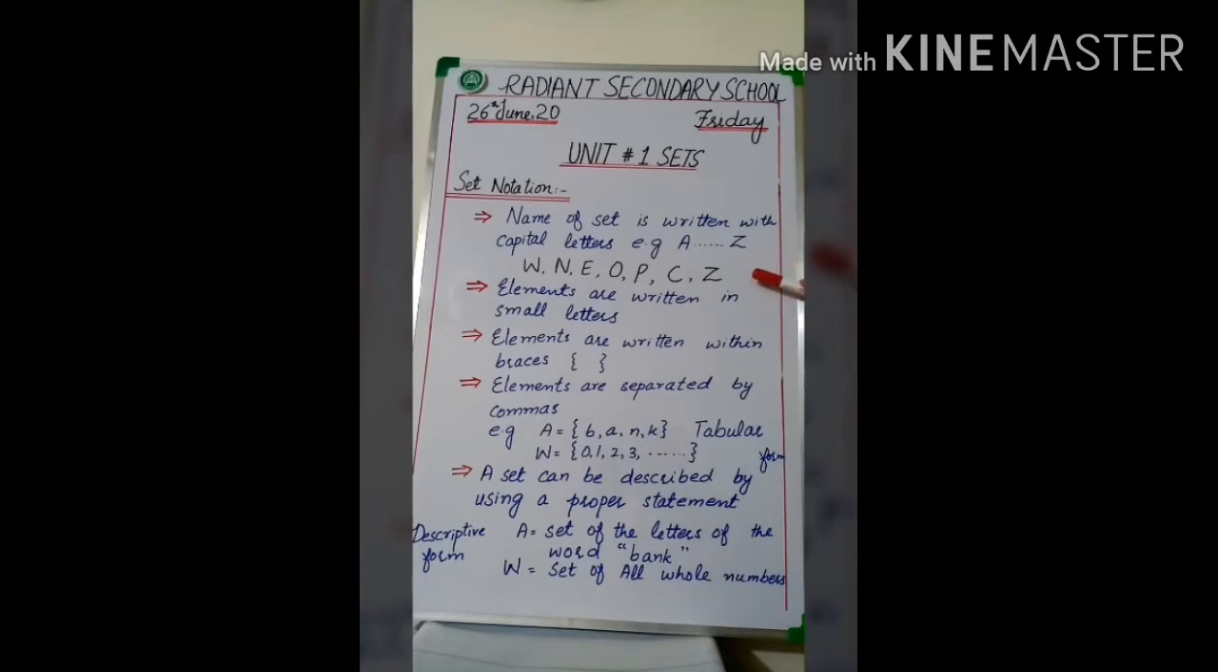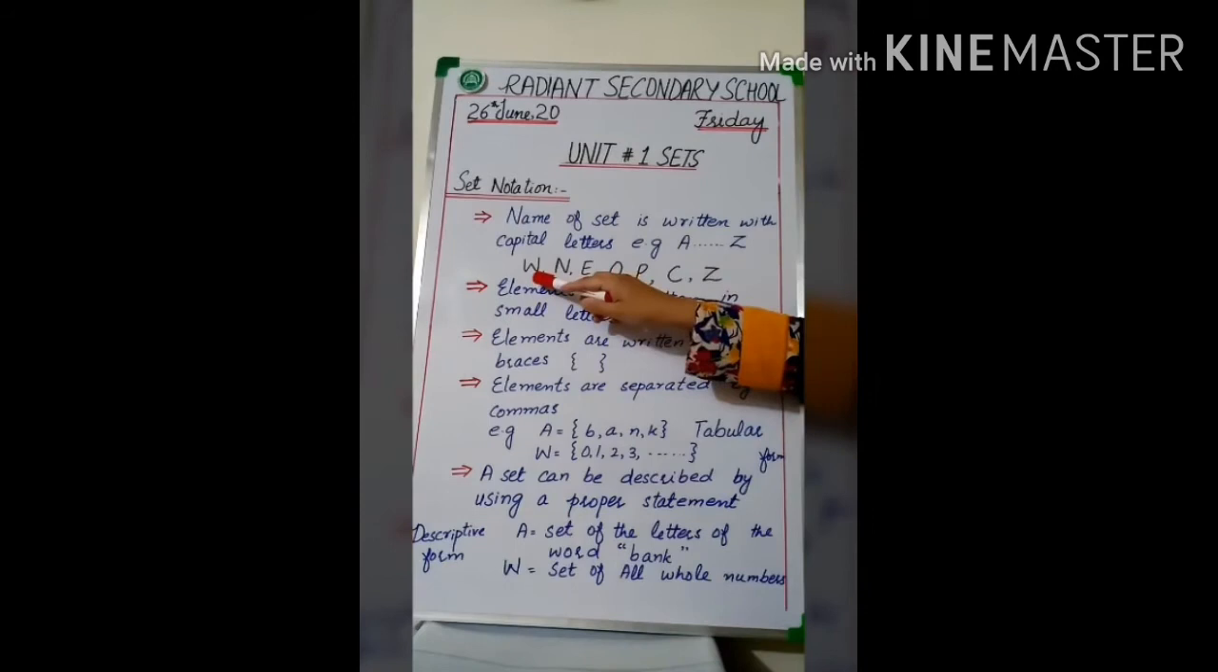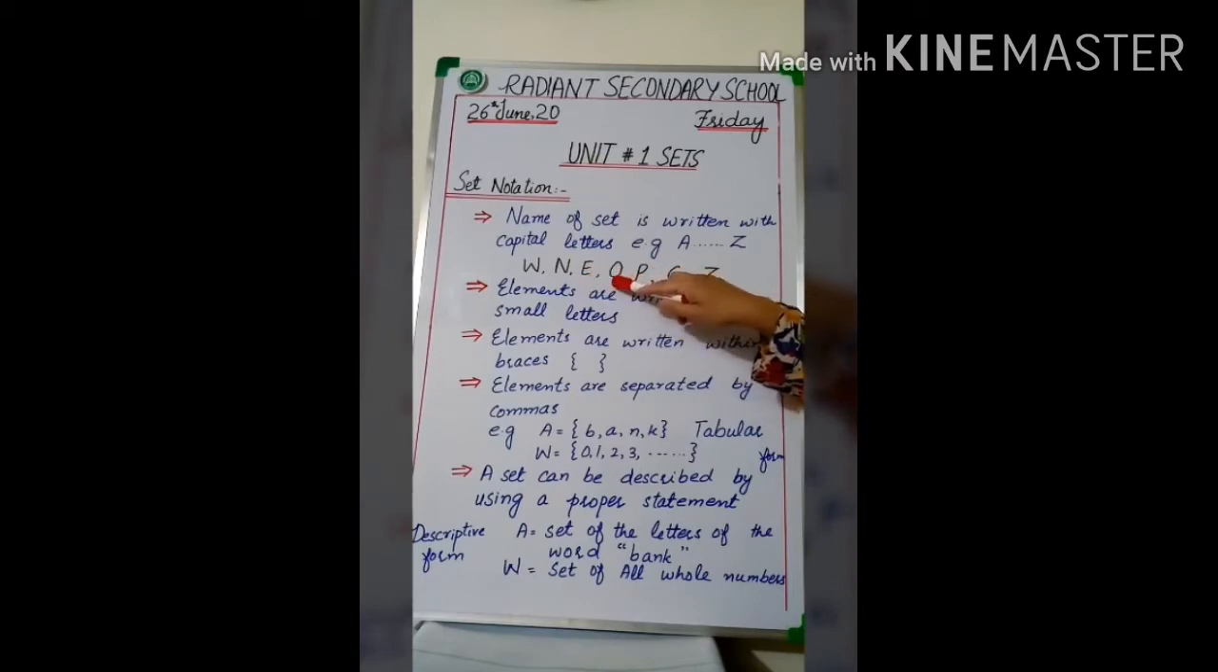There are some specific capital letters used for some specific sets, like capital W for the set of whole numbers, capital N for the set of natural numbers, capital E for the set of even numbers, capital O for the set of odd numbers, capital P for the set of prime numbers, capital C for the set of composite numbers, and capital Z for the set of integers.